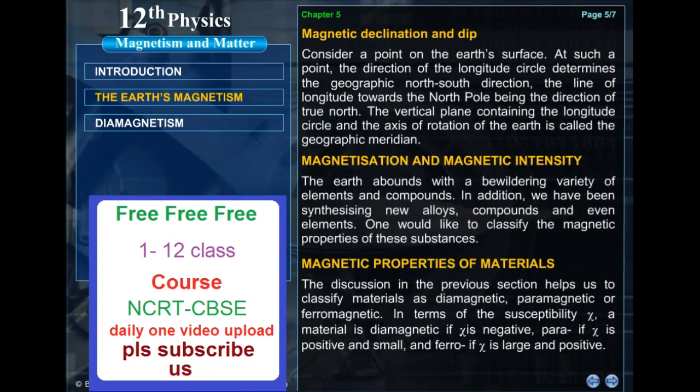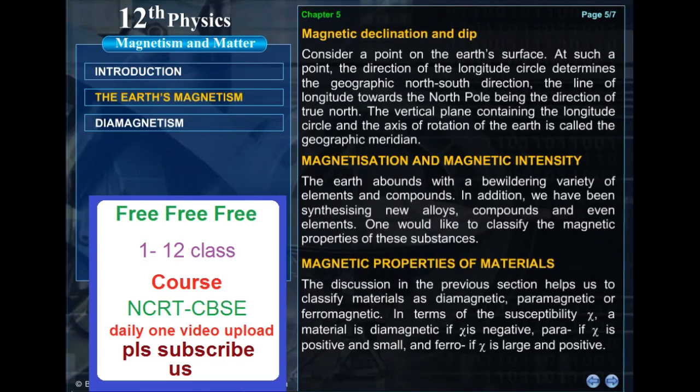Magnetic declination and dip. Consider a point on the Earth's surface. At such a point, the direction of the longitude circle determines the geographic north-south direction, the line of longitude towards the North Pole being the direction of true north. The vertical plane containing the longitude circle and the axis of rotation of the Earth is called the geographic meridian.